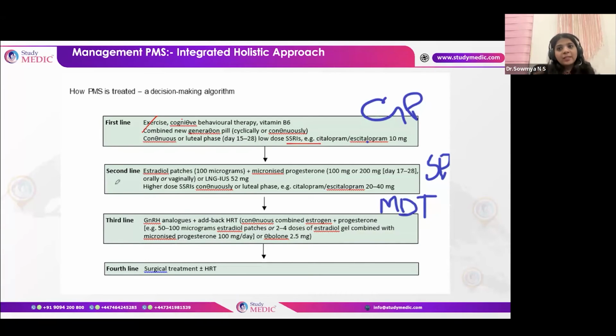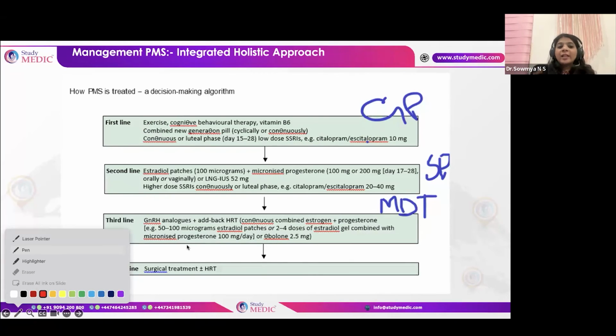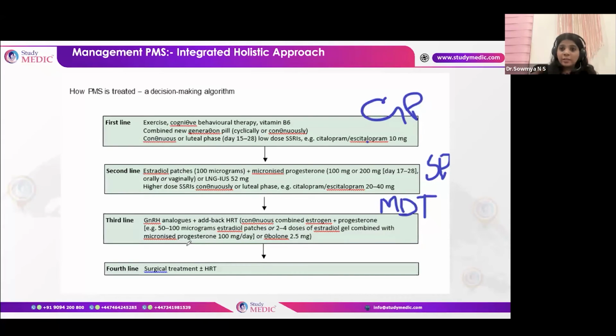If they are not better, this can be given by the GP. The second line is with the specialist: estradiol patches or micronized progesterone or LNG-IUS, or you can give SSRIs, which release the happy hormones and help them to deal better. And if that doesn't work, to understand, because people do ask to remove their ovaries as well, you need to remember that before that you give a trial of GnRH analogue, which switches off the ovaries. So if she's very good with that, then you can go for surgical management. But remember, when you give GnRH, you have to add back HRT as well. Perfect.